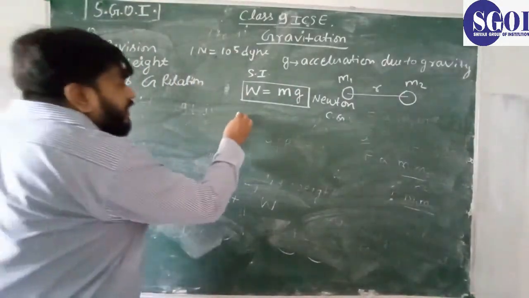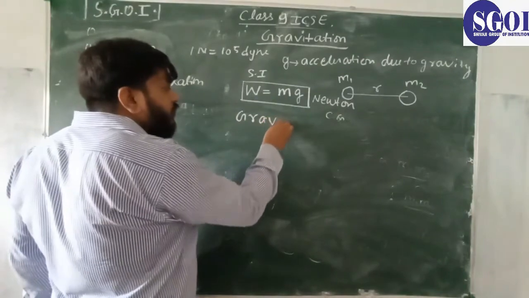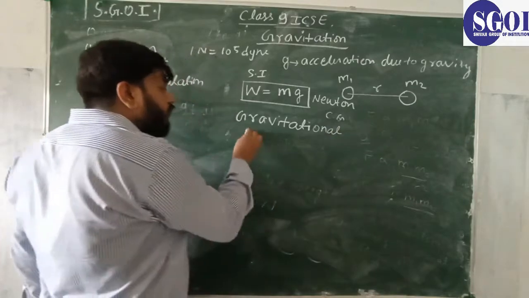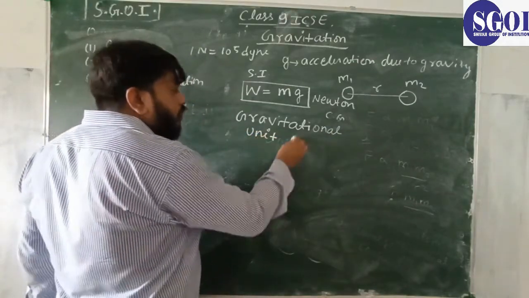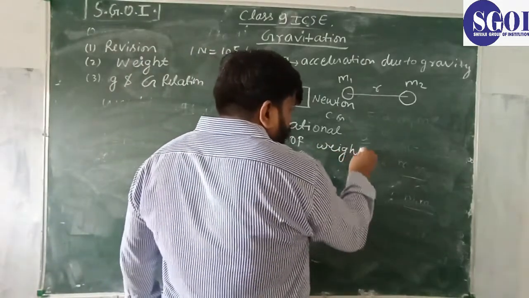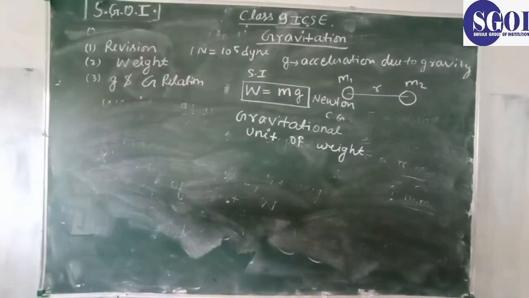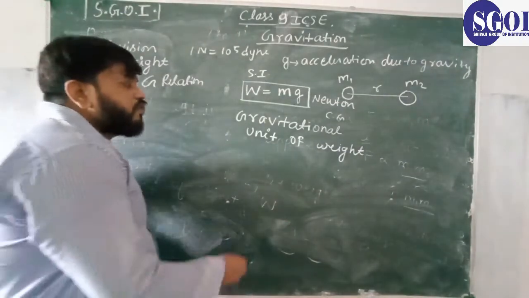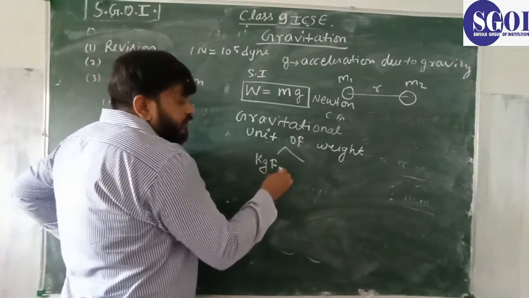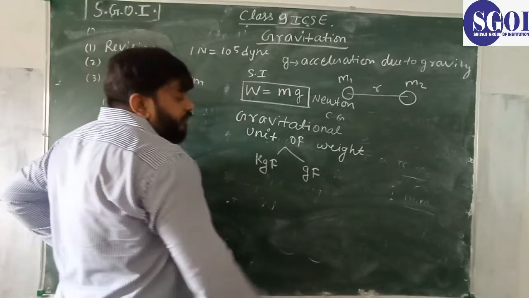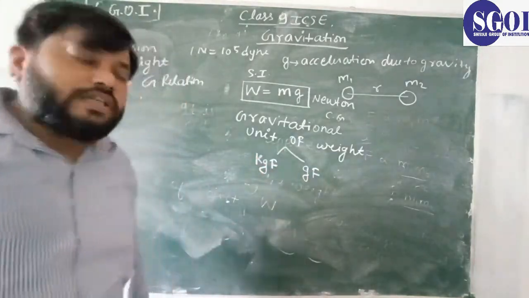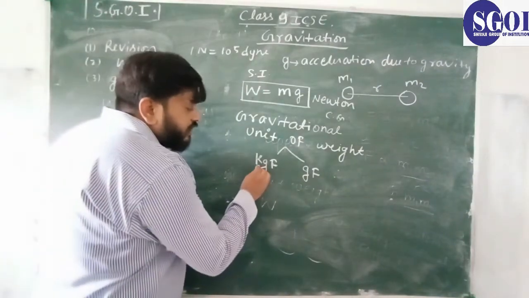There are gravitational units of weight. What are the gravitational units of weight? There are two. First one is kgf, second one is gf. First one is kgf and second one is gf. What is kgf? This is kilogram force.